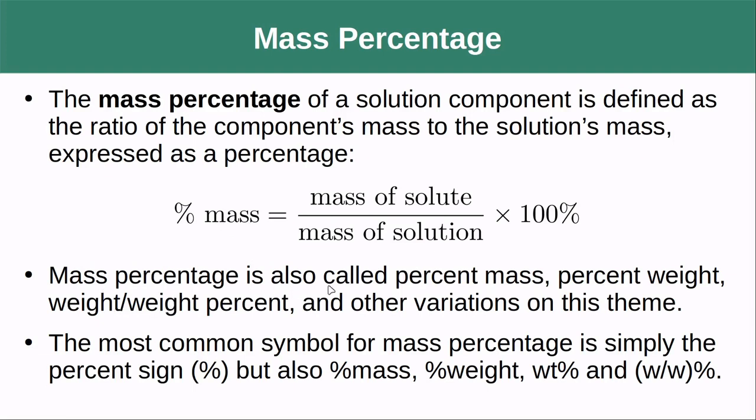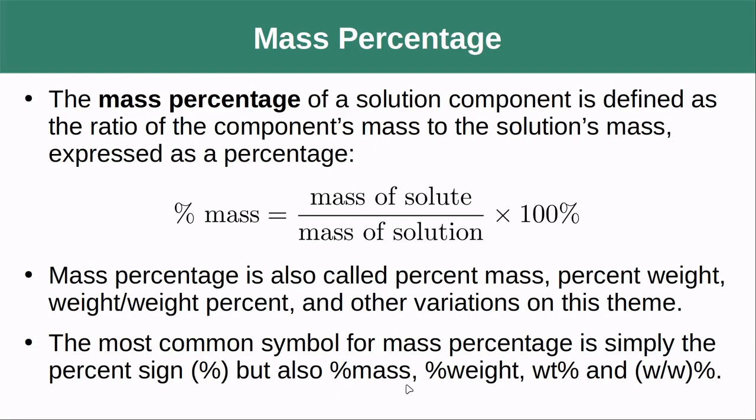Mass percentage is also often called percent mass, percent weight, weight percent, and other variations on this theme, which just helps to add to the ambiguity. You may see all of these different terms used, but they always mean this exact same thing, the percent mass. And the most common symbol for the mass percentage is simply the percent sign. So when you see a percent sign, they're talking about a mass percent. But whenever we're doing this, we should be specific about which percentage we're talking about.